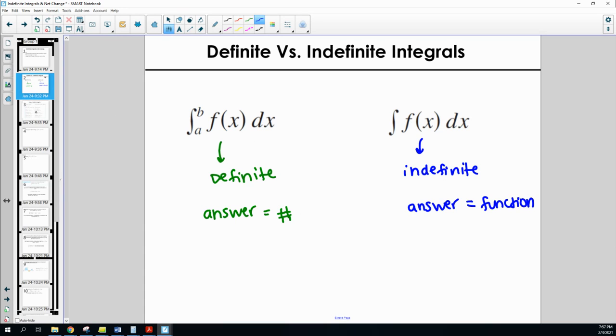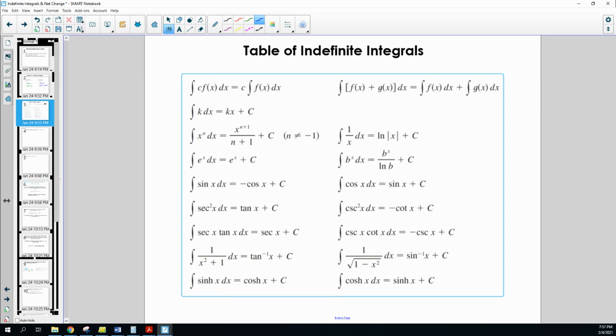So the indefinite integral is pretty much just the antiderivative. We talked about that in an earlier lesson. We're just giving it a different name now. An antiderivative is just an indefinite integral. Here is your table of indefinite integrals. It's exactly the same as our table of antiderivatives. So we have a function and then plus the arbitrary constant, plus c.